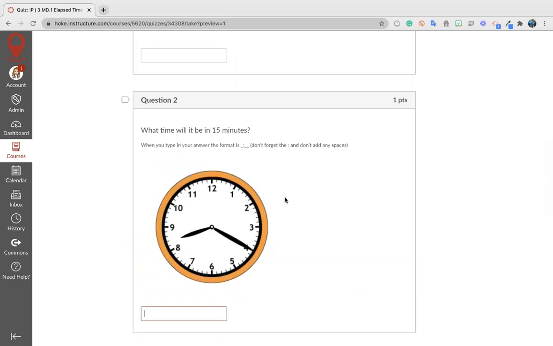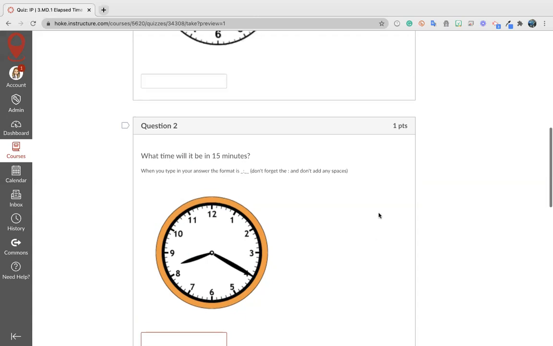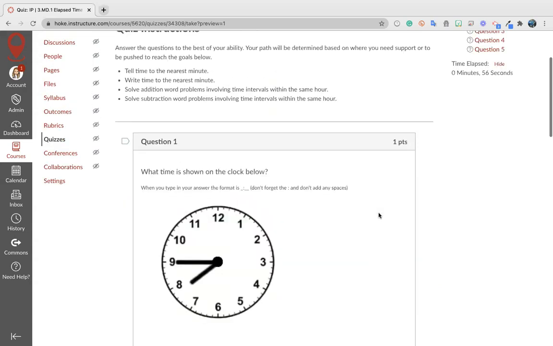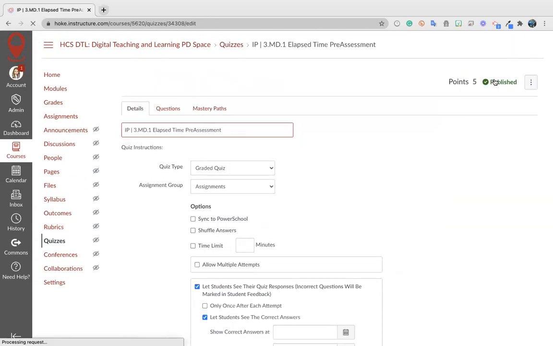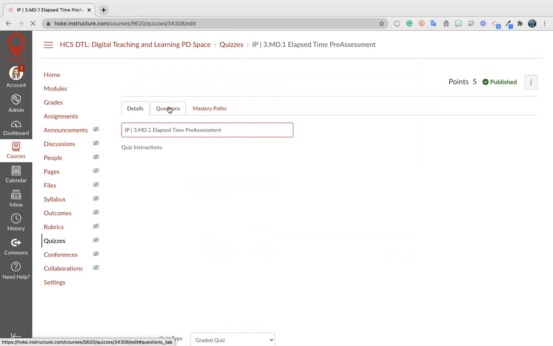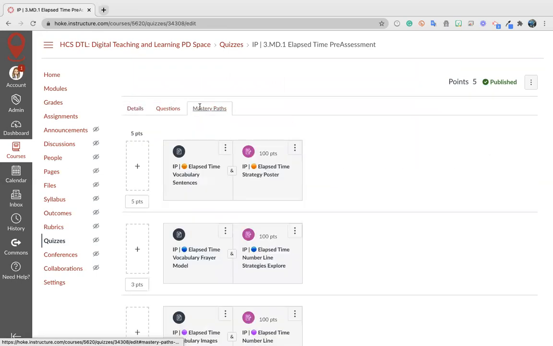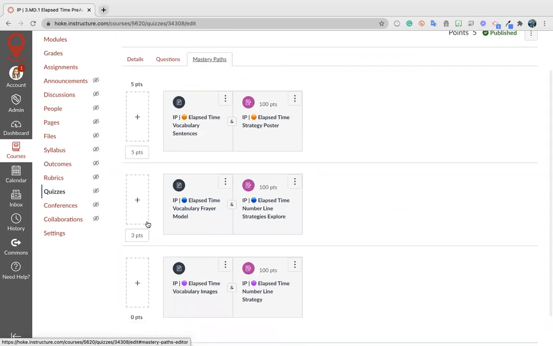But if they don't get even these right, that's what that first group is. That's got to help them a little bit more, maybe a little bit more guidance, because they've also missed these before they got to the word problems. So how you design your questions will also determine your paths. So let me jump into the editing of the quiz. Right, so we just went through our questions and then our mastery path, right? So I'm saying that if kids miss the first 2 questions, they're going to get help with these projects.